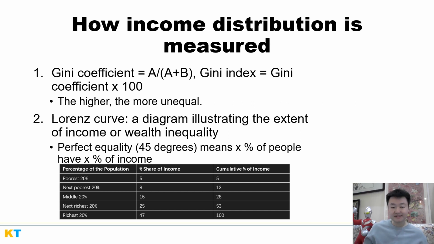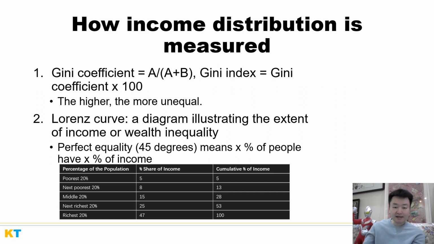The Lorenz curve is a diagram illustrating the extent of income or wealth inequality. Perfect equality, and we'll look at all of this with an example, exists at 45 degrees, and it means X percentage of people have X percentage of income. If perfect equality exists, then 5% of people should have 5% of the income, 50% of the people should have 50% of the income, and 75% of the people should have 75% of the income. And so the result is a linear relationship that is Y equals X, essentially.